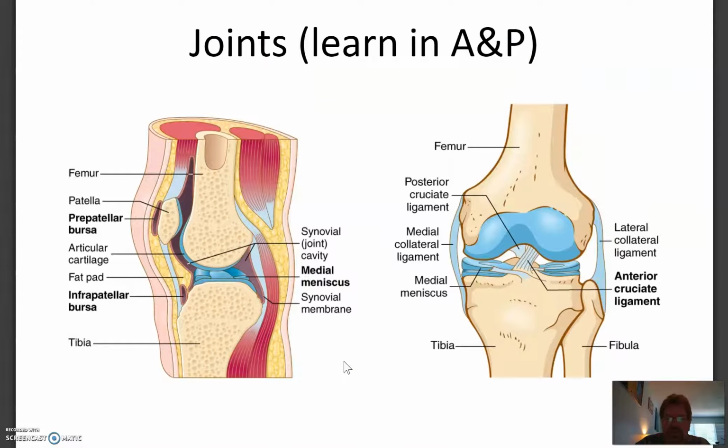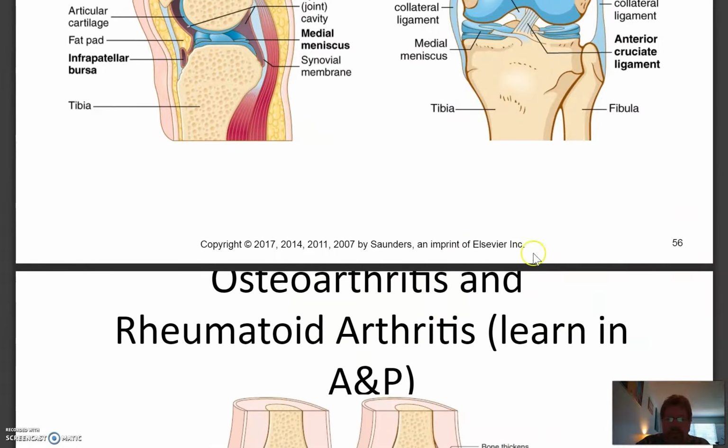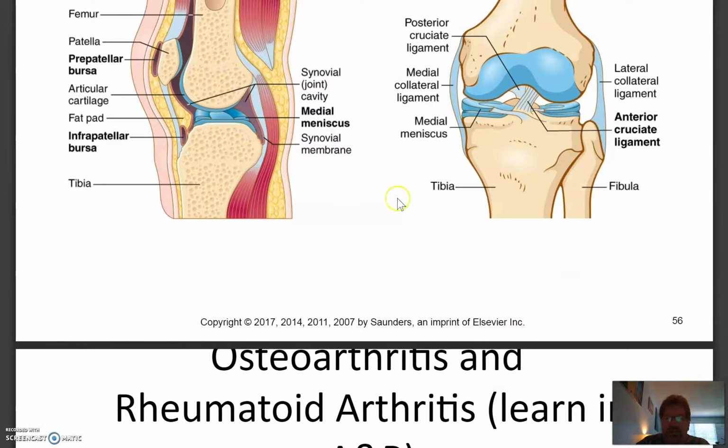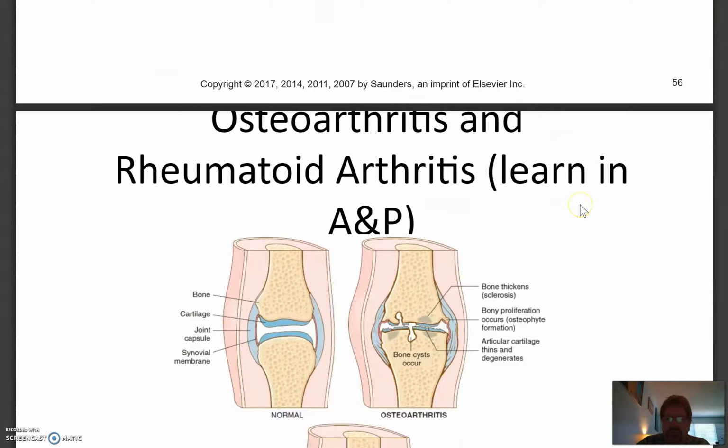Here's a drawing of the knee joint. You'll see this in A and P. Here's a lateral view. Here's an anterior view. See, here's a ligament, bone to bone. Here's a ligament. Many of you have heard of the ACL, anterior cruciate. A lot of athletes have that ruptured. They have to go in there and repair it and replace it. The knees are classic examples of synovial joints.